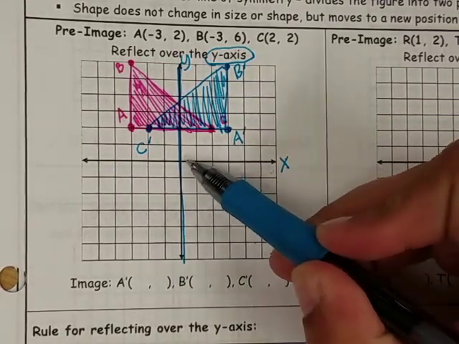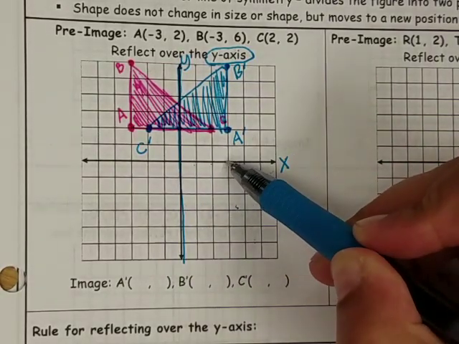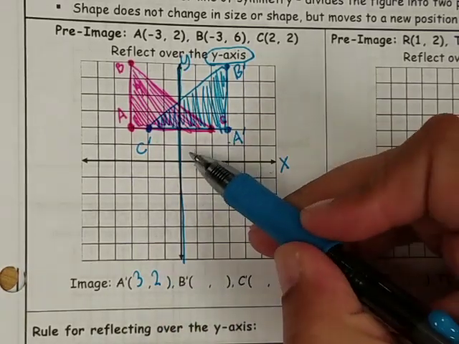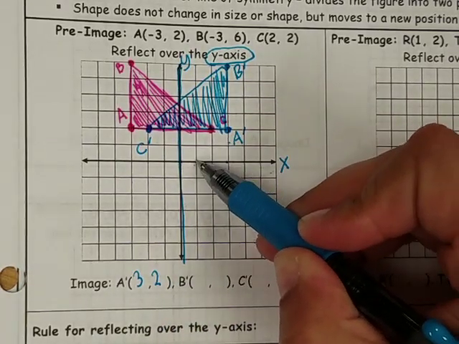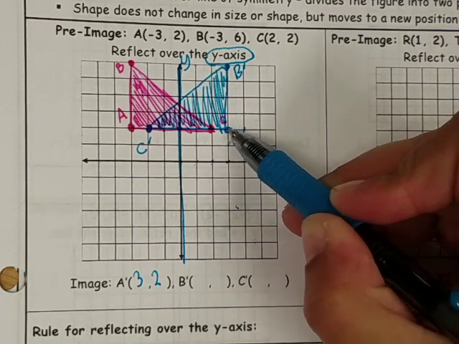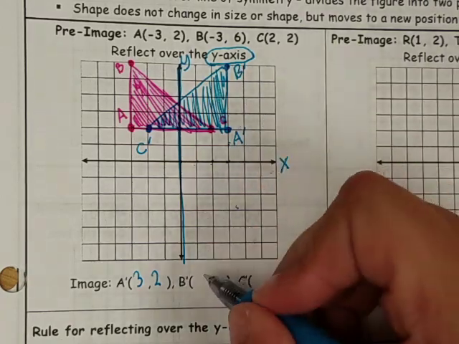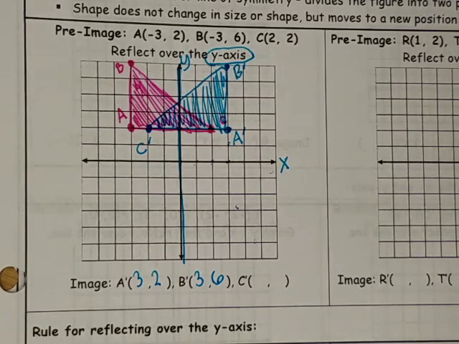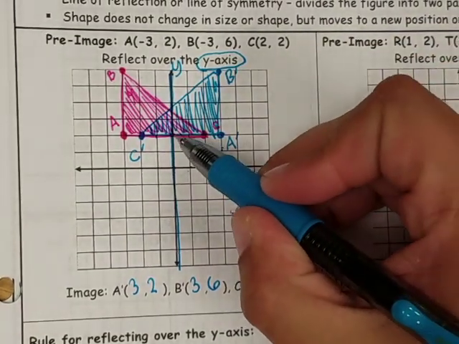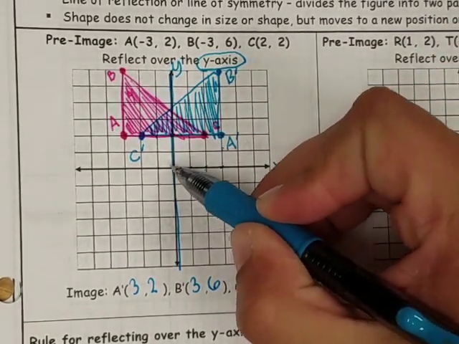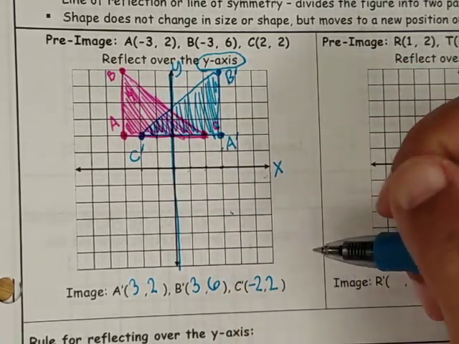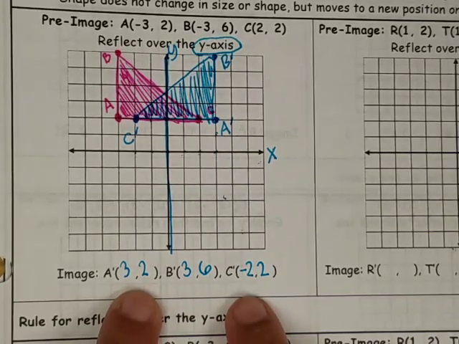Now let's name our ordered pairs. So A, starting at the origin, is 1, 2, 3, up 2. So positive 3, positive 2. B, starting at the origin, 1, 2, 3, 1, 2, 3, 4, 5, 6, positive 3, positive 6. C, starting at the origin, negative 2, positive 2. So there are my new ordered pairs.